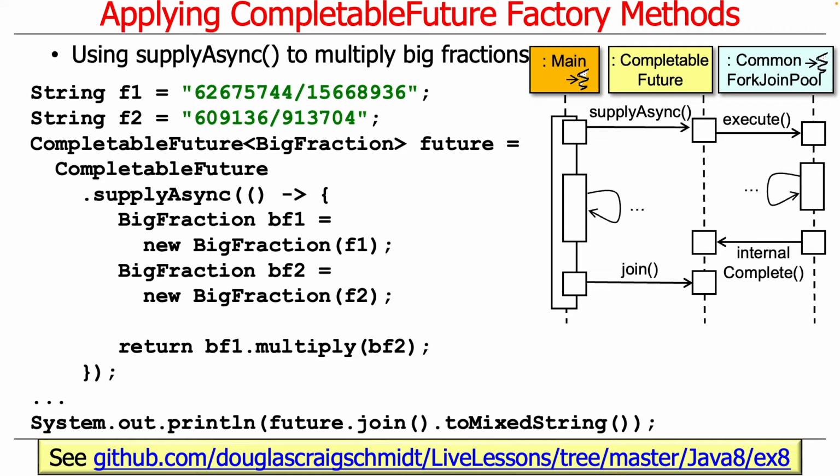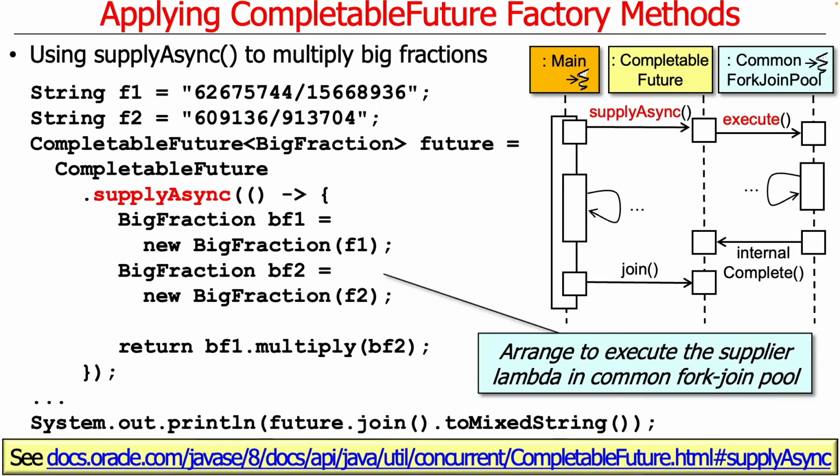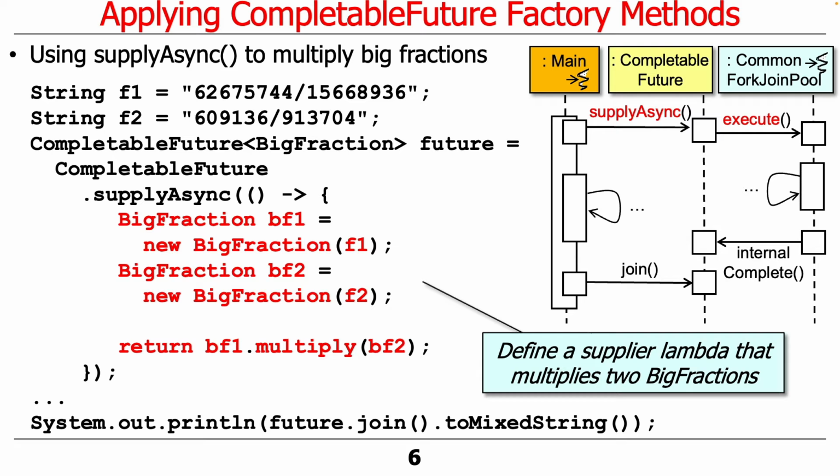As before, we have some strings that are going to represent the big fraction numerators and denominators. And we start out by calling the supplyAsync factory method, which is a static method on the completable future class. And that is going to arrange to execute what's provided here, this particular supplier lambda, in the common fork join pool. So that's kind of saying, schedule this thing for future computation. And I'll take a look at that in a second and see how it works.